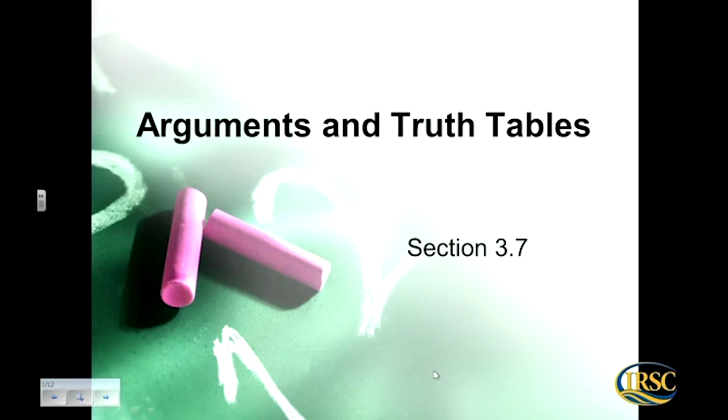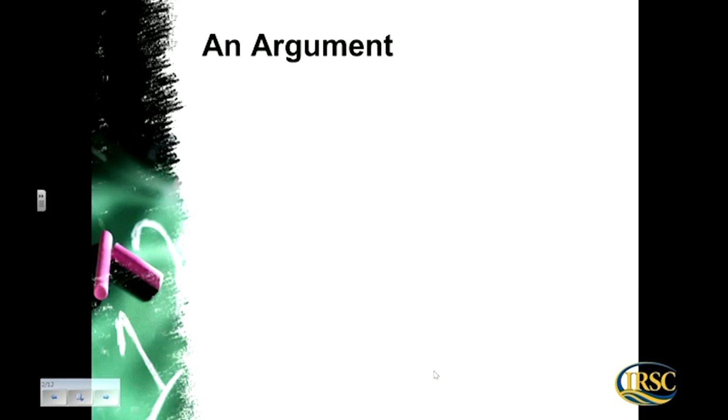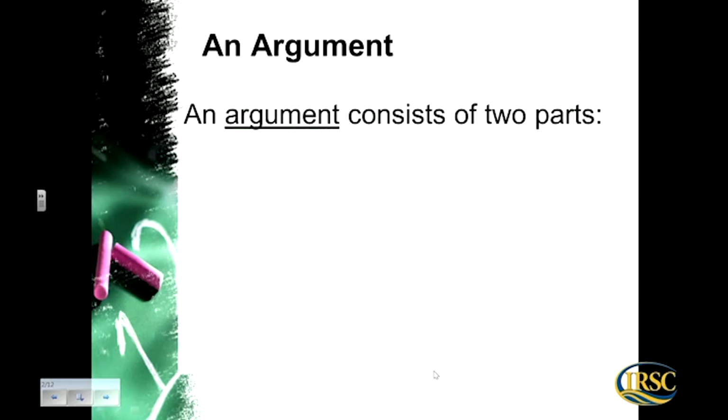And so now you're going to take what you've learned and use it to create good arguments, or to figure out whether an argument is a good argument or an invalid argument. An argument consists of two parts: premises and conclusion. You have a fill in the blank there, and you already have the two bullets on your handout, so you're writing in the words premises and conclusion.